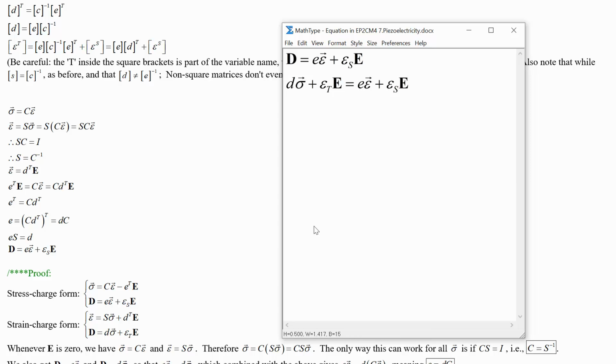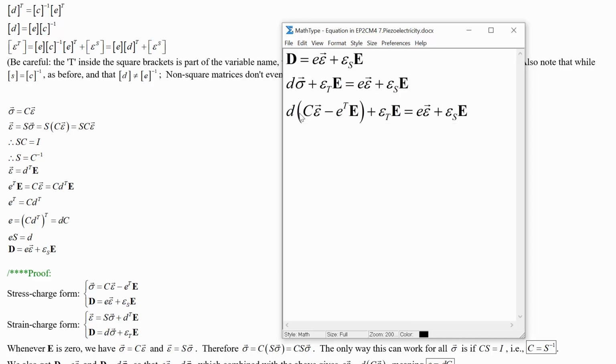And then what else can we do? We can relate how the stress and strain are related together. So let's say that we're going to say that sigma is, yeah, sure, let's sub in for sigma. Sigma is C times epsilon minus E transpose E.